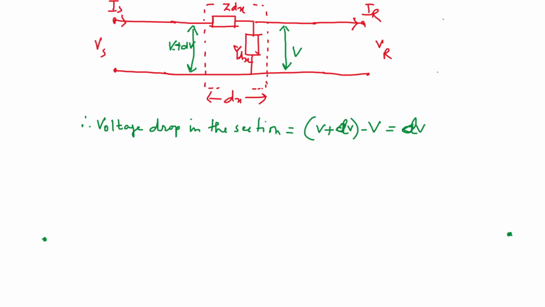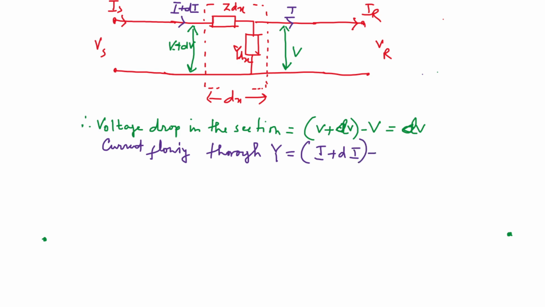Similarly, we can assume the current entering this section is I plus di and the current leaving this section is I. So the current flowing through the shunt admittance is actually di, since it is entering as I plus di and leaving as I. The total length of the line is L, and we are standing at x distance from the sending end.